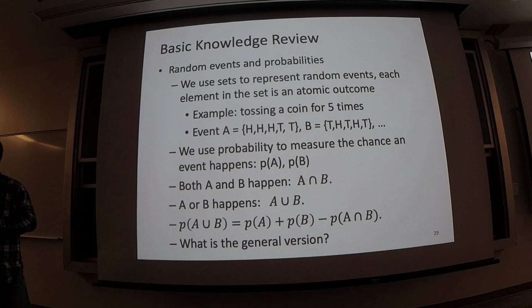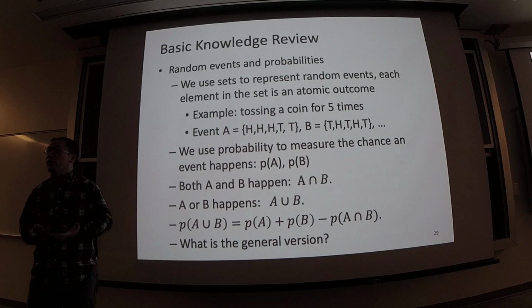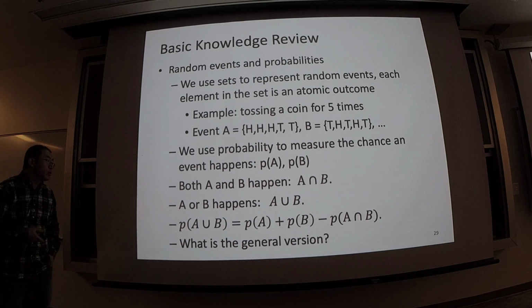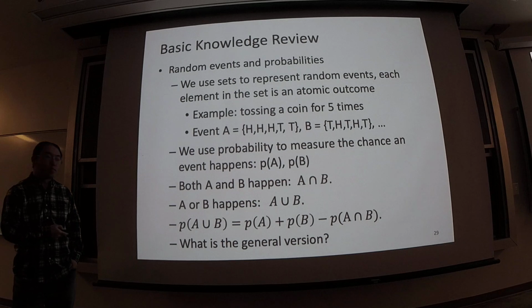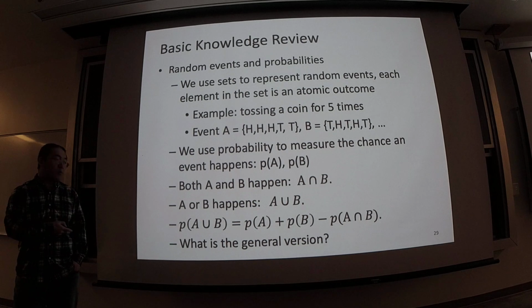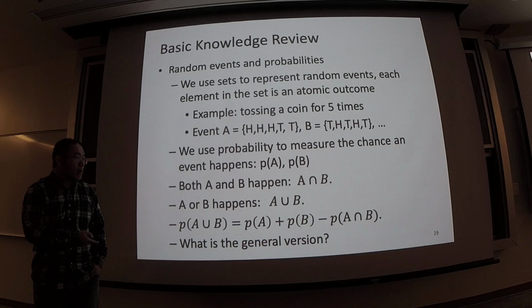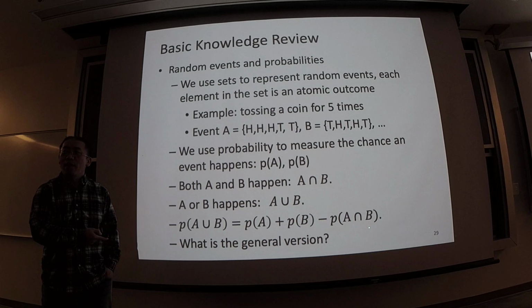It can be very complicated. So it'll be interesting to see that when we do this event combination through set operations, how can we compute their probability? So here's the basic rule to compute the probability of A or B happens, namely P of A union B. It is equal to the probability of A plus the probability of B, subtracted by the probability that A and B both happen.